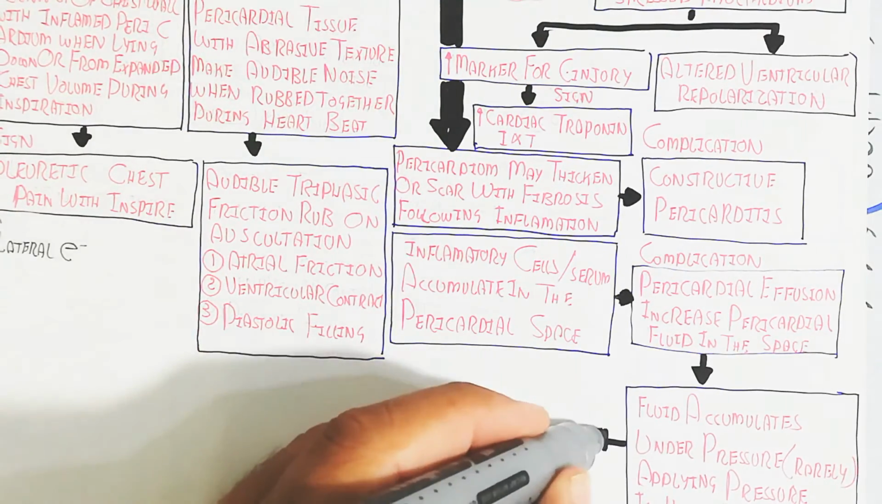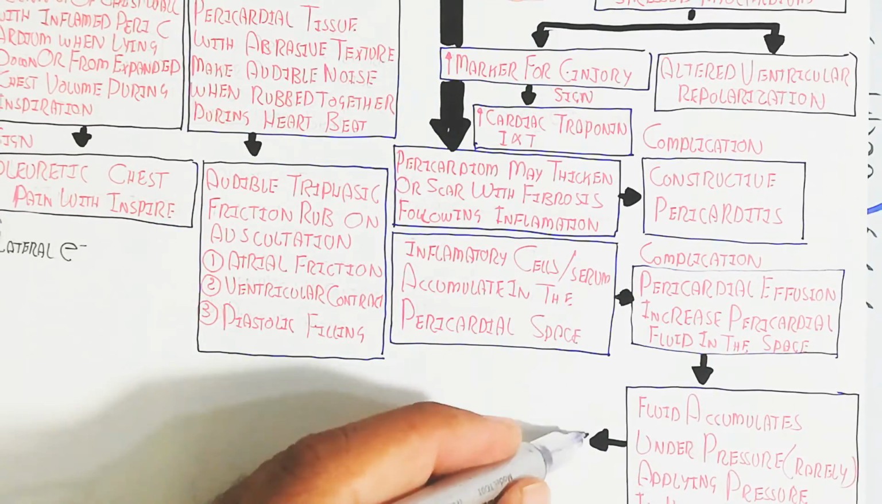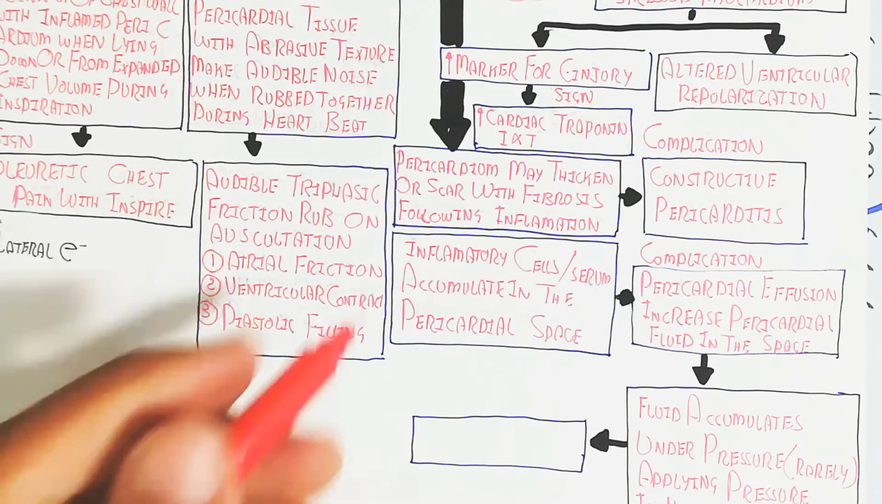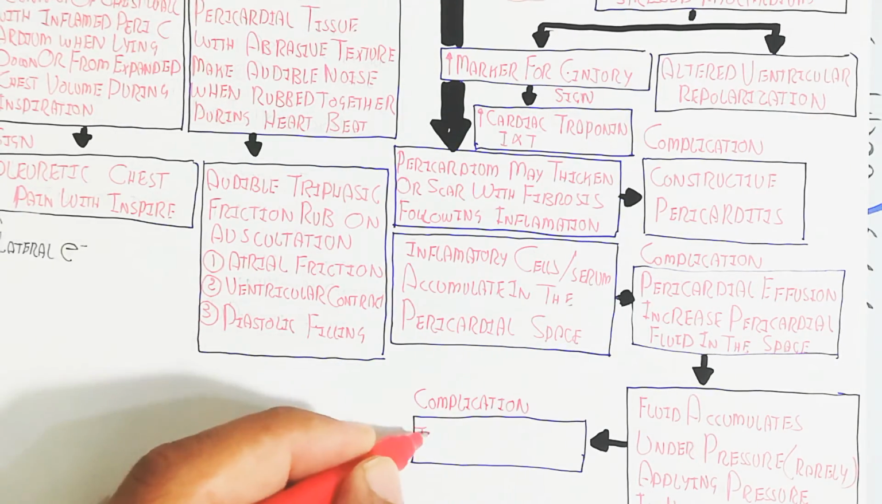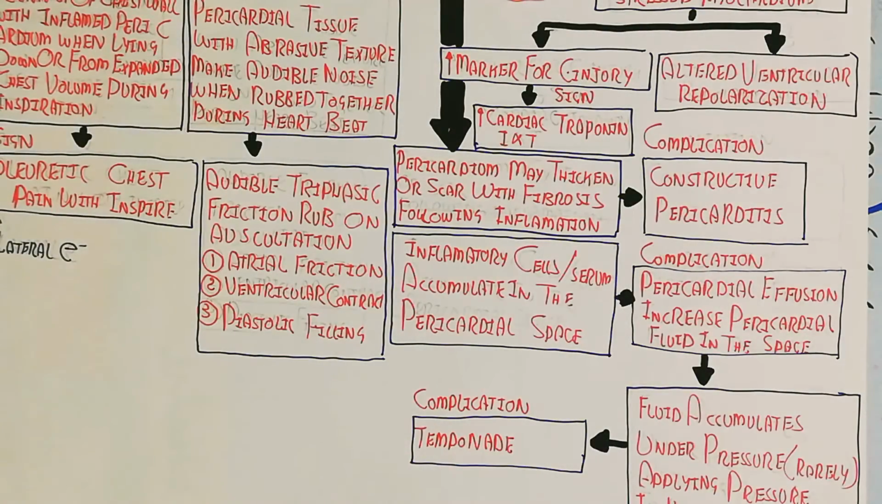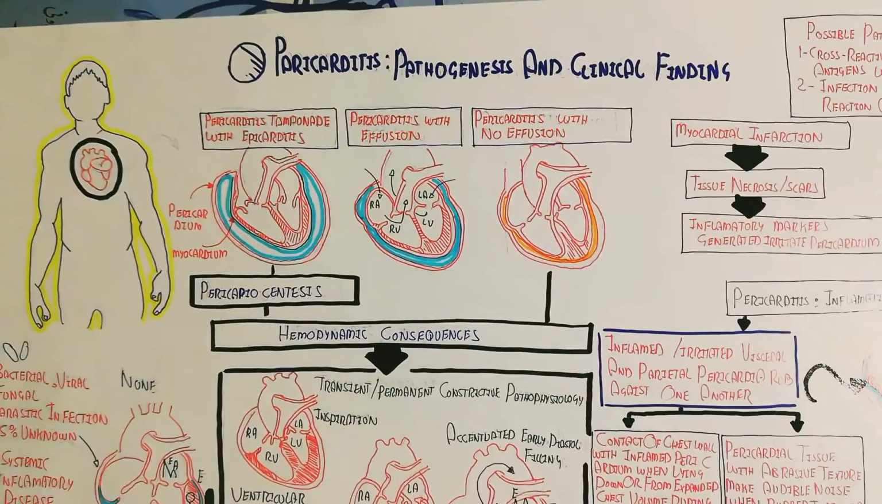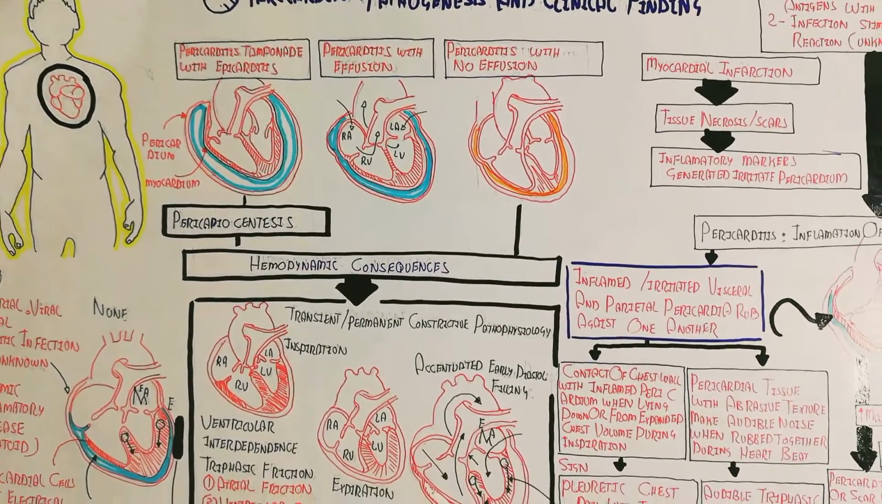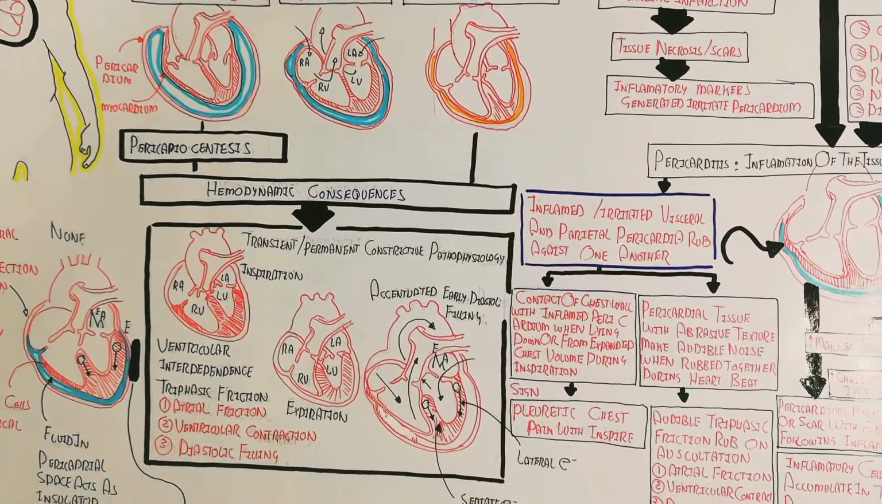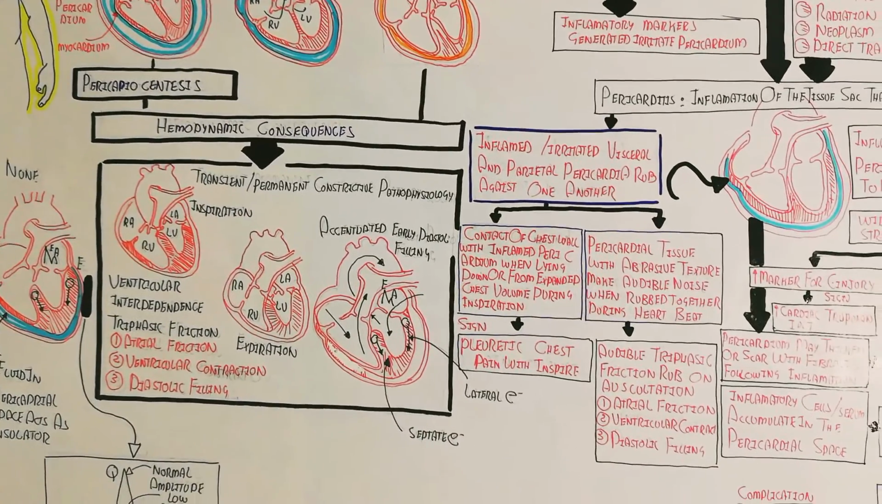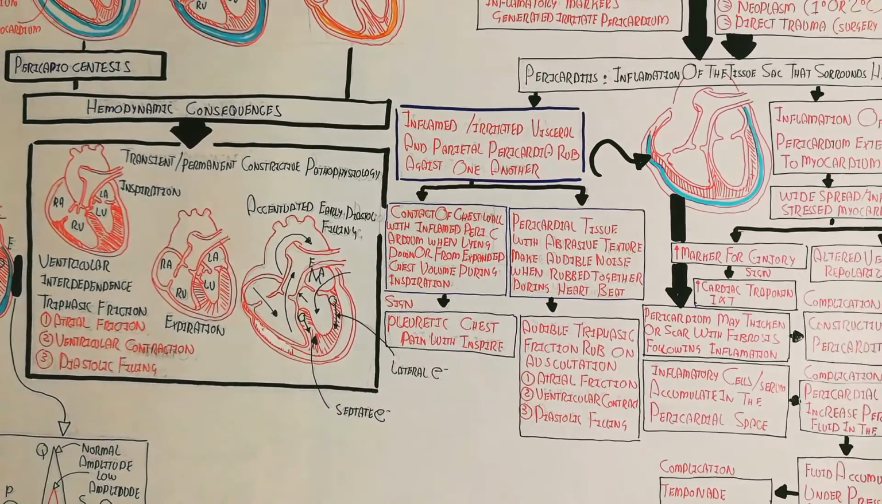Anyhow, this is the video about pericarditis, its pathogenesis and clinical findings. I hope you make sense of this. In this video, we have discussed pericarditis, its pathogenesis and clinical findings, with a simple diagram to help understanding as well. So thanks for watching. In the next video, we will also look at myocarditis.